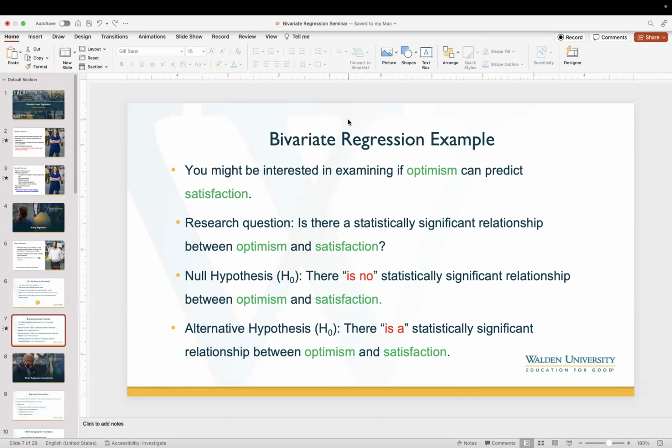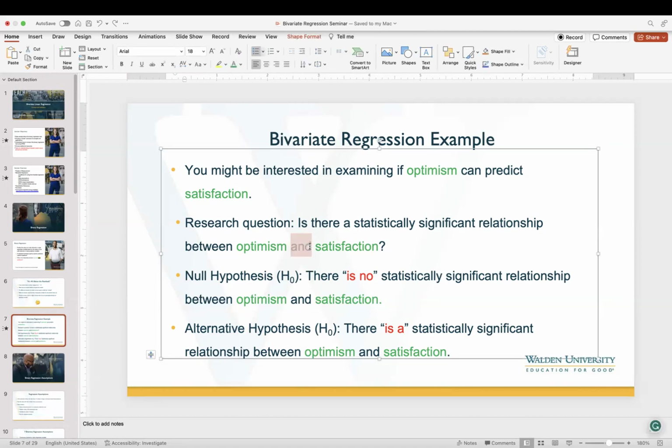Okay, so you can see we clearly identified the variables, and also we have put them in that temporal order that we must put them in. So now just by looking at that, we know that our dependent variable is satisfaction and optimism is our predictive variable. Just by looking at a research question, if it's presented correctly. Okay, does that make sense to everybody?